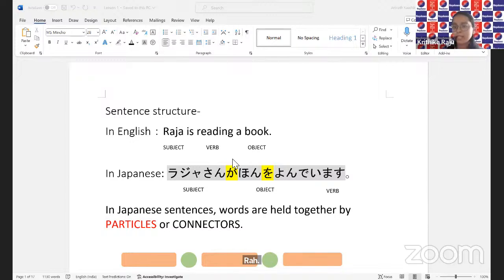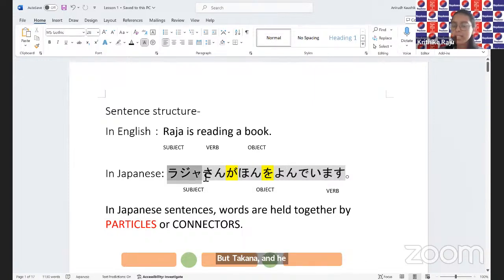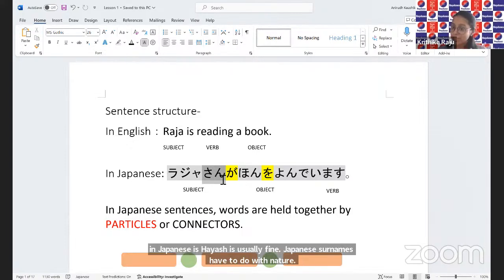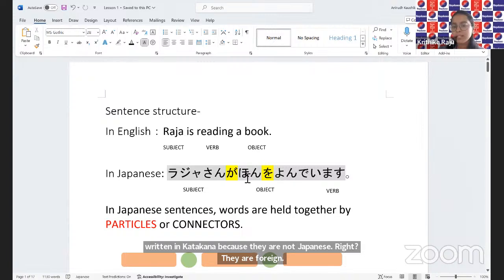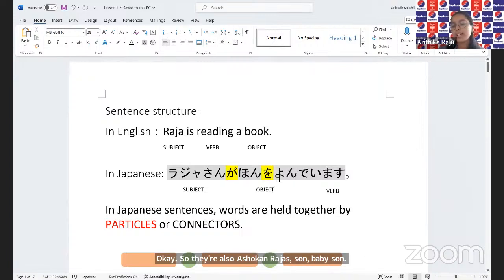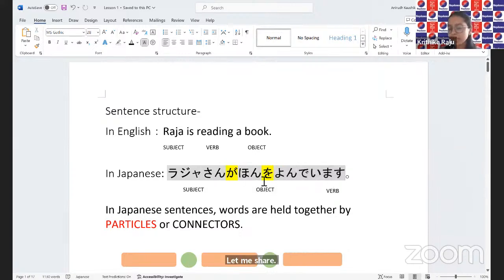In Japanese, the same sentence reads this way. Don't worry about it. Let me just read it. Raja-san ga hon o yondeimasu. Okay. So you see how Raja's name alone is written in katakana. The san is a very Japanese idea. The suffix san is a Japanese suffix, a concept. So that is written in hiragana, although it is attached to a name. The name alone is written in katakana. And then you have the rest of the things. Hon is the object and yondeimasu is the action word, or the verb. And in between all of this, you have certain kana. So you see how the sentence itself is very different.